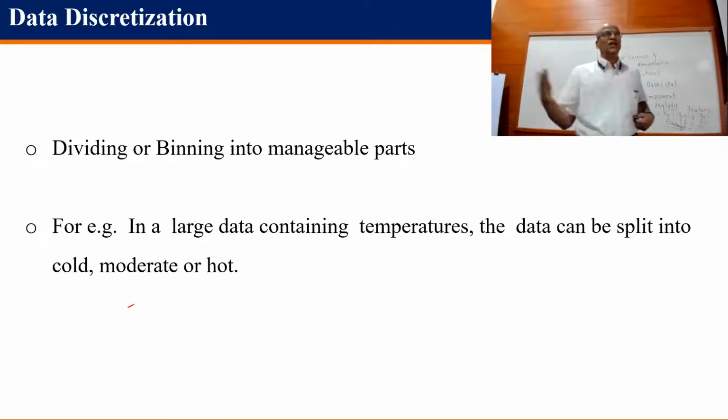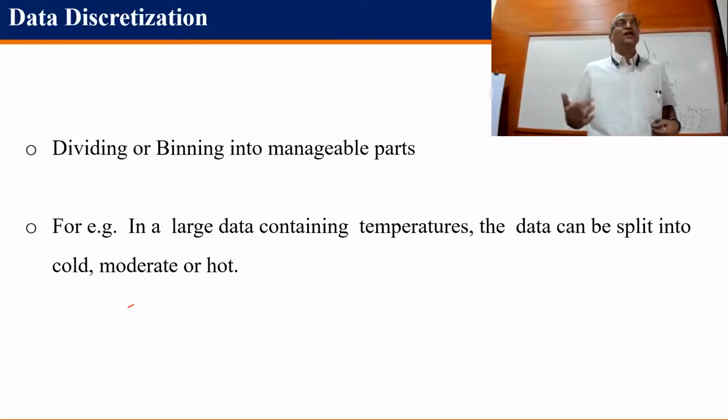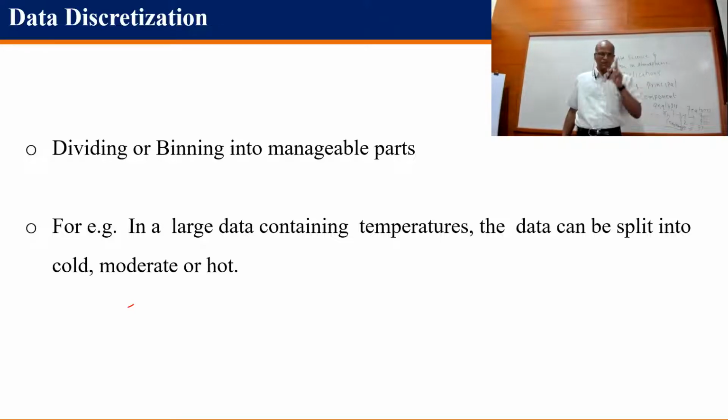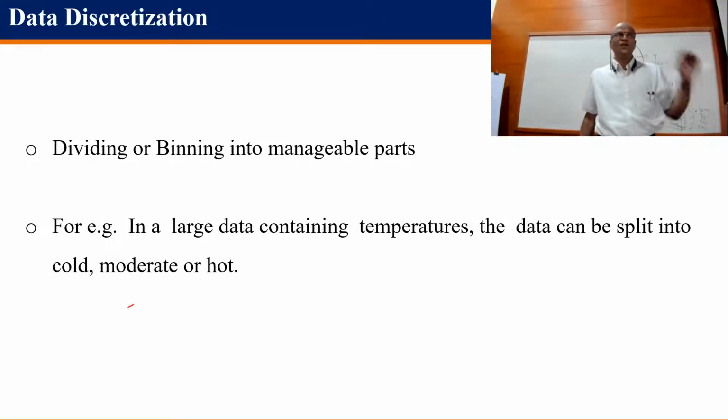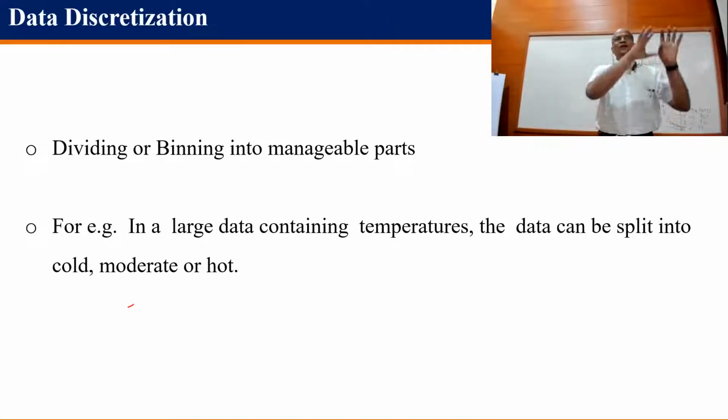Moderate is between 20 and 35 or something. Then hot is greater than 35. You have to see whether it is a mean or the temperature at 2 p.m. or something. Once you tell the rule, then you can classify the data set into 3. Then you can find out how many days, number of points in your data set is cold, moderate, and hot.